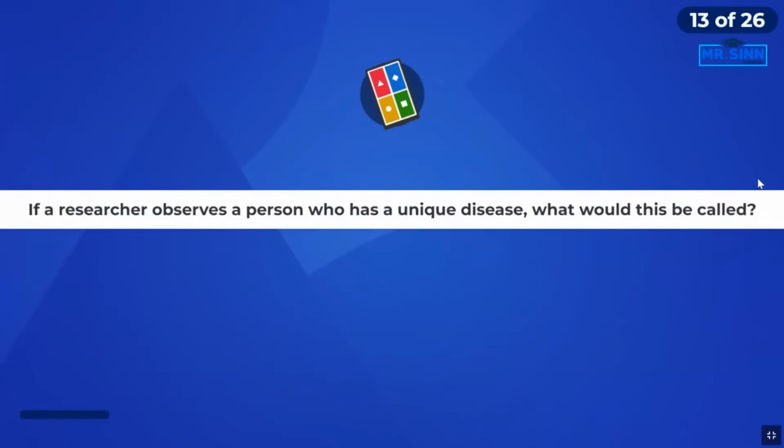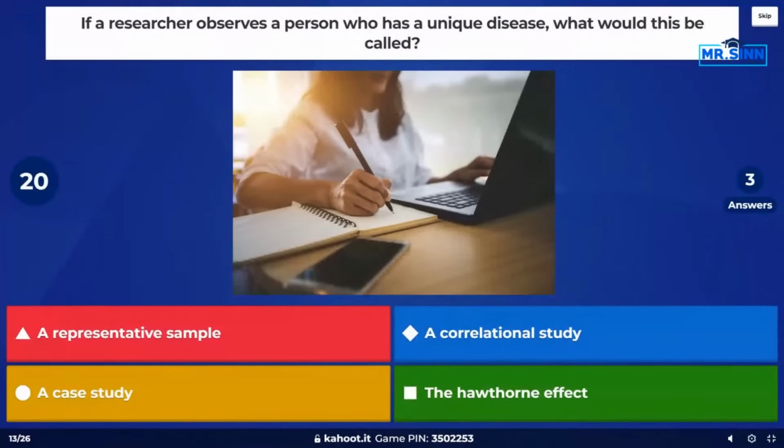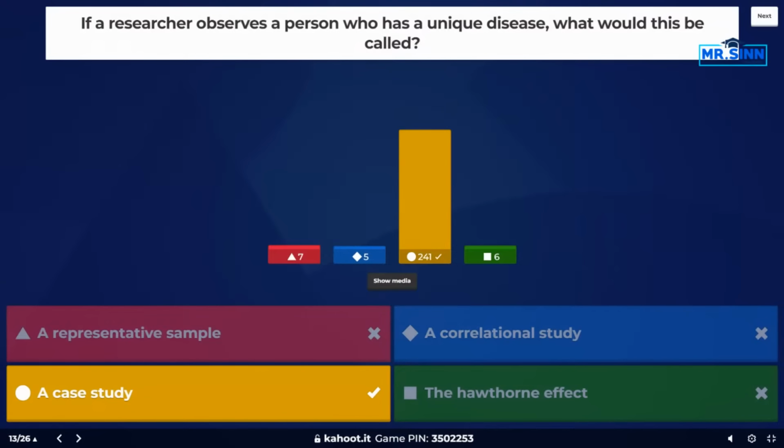Here we go, 13 of 26. If a researcher observes a person who has a unique disease, what would this be called? So we are observing someone, they have some unique disease. What is this called? What study here are we looking at? All right. And it is a case study.